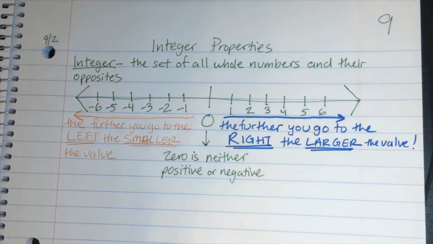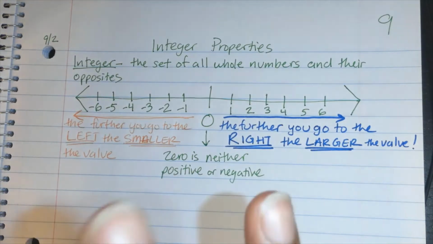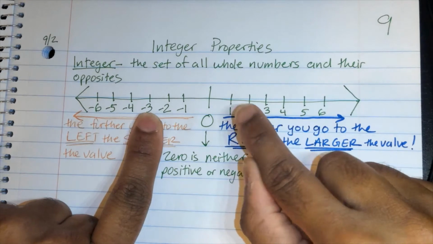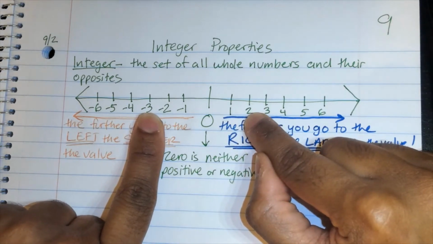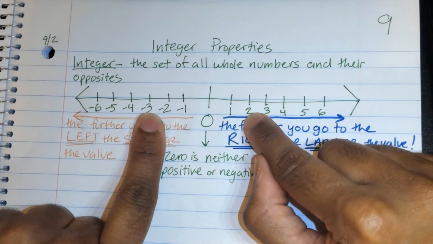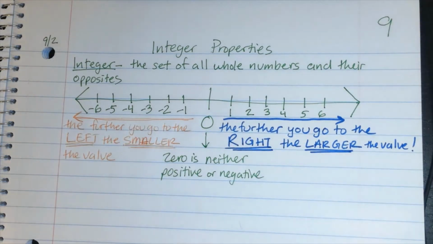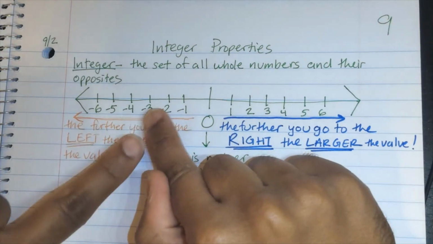Let me hear from Brooklyn. Brooklyn, go ahead and unmute your mic. Let's say I gave you an example, Brooklyn. We're going to follow these rules. If I put a -3 and a +2, which one's going to be the smaller value? -3. Okay, why? Because the further you go to the left, it gets smaller. Great job. Because it's further to the left.